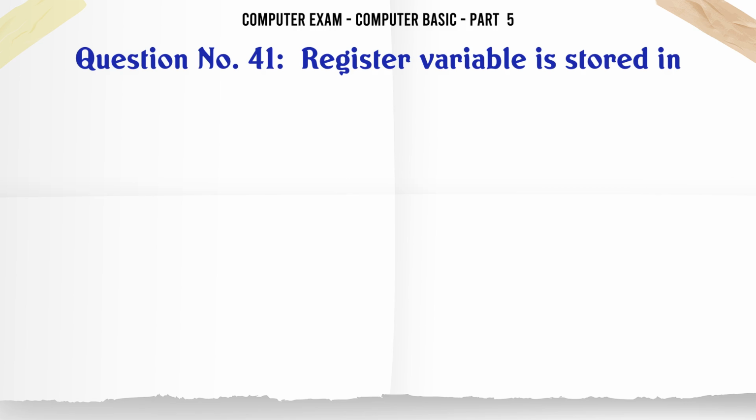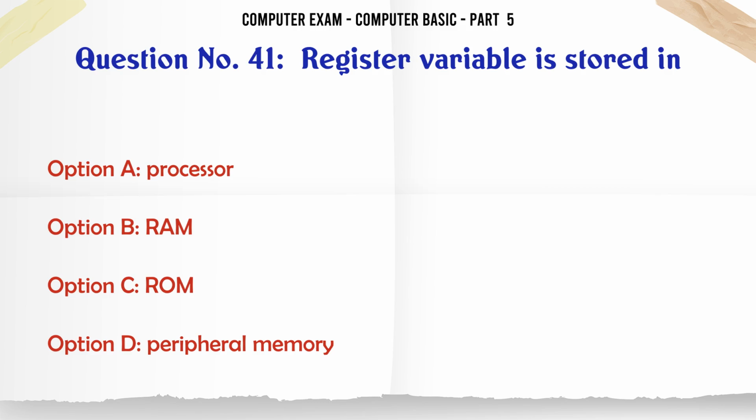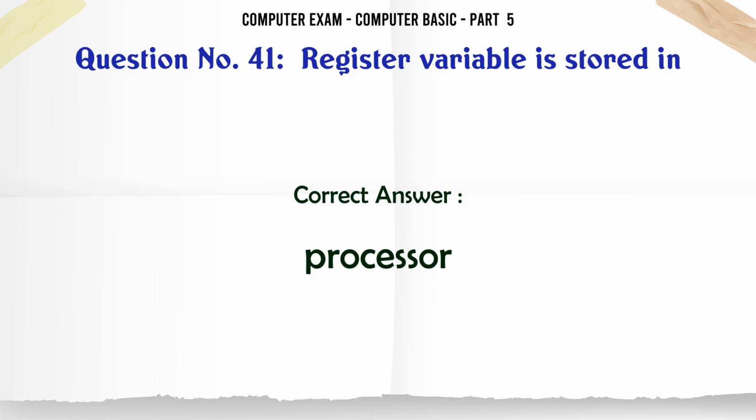Register variable is stored in A. Processor. B. RAM. C. ROM. D. Peripheral memory. The correct answer is processor.